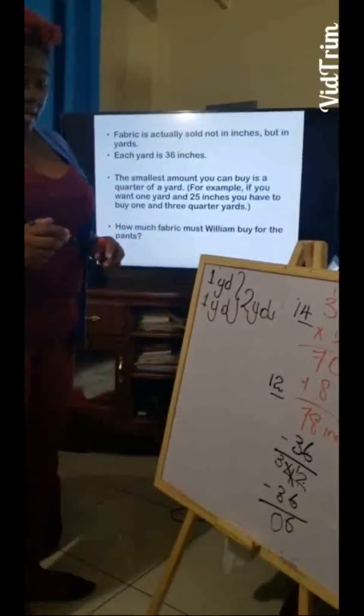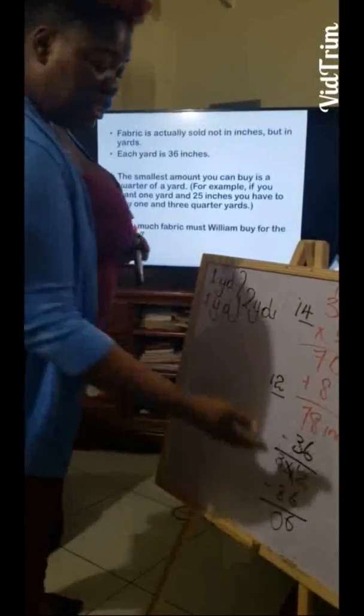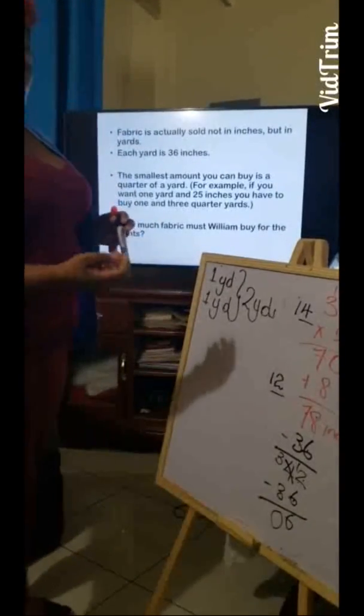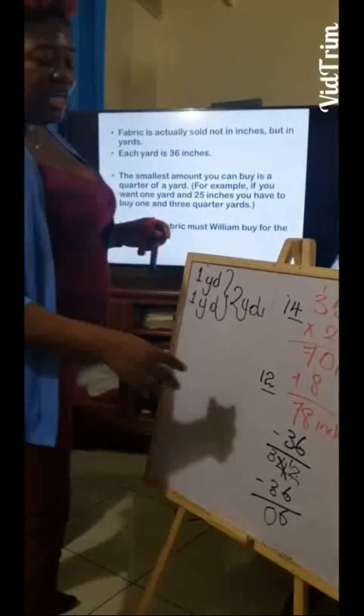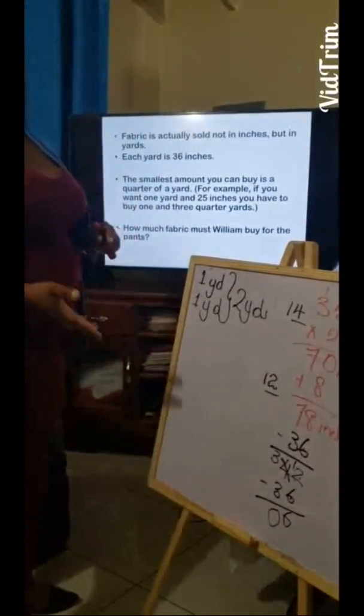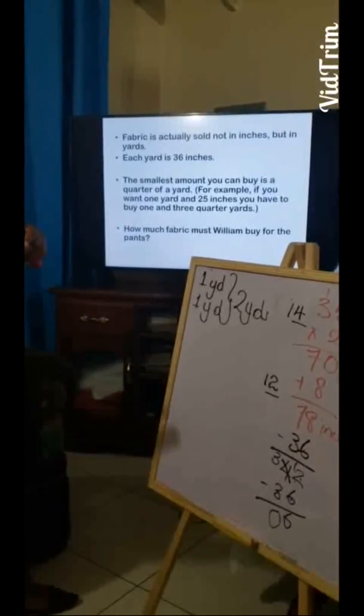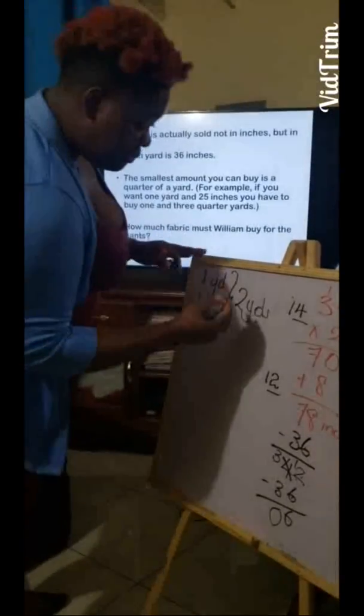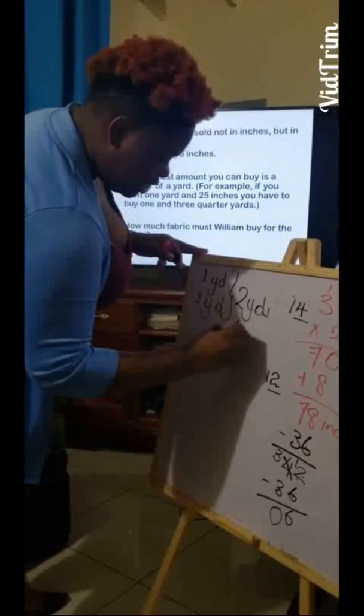In having 2 yards, we have to check to see if there is some remainder and what we can get from this remainder. So if it is that we got 2 yards and we have 6 remaining, 6 would mean 6 inches. So we have 2 yards and 6 inches remaining.